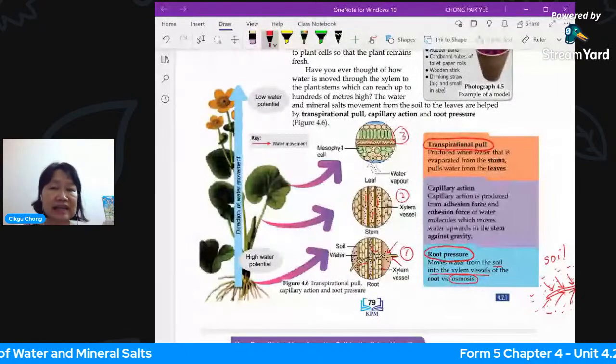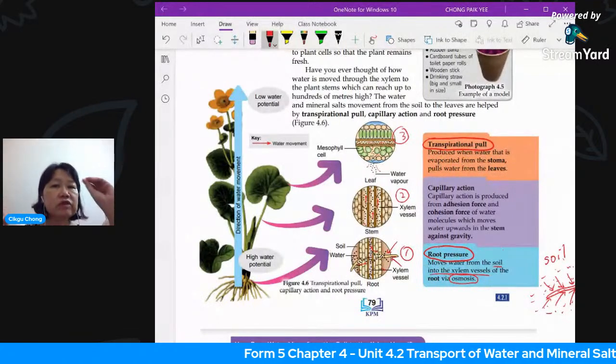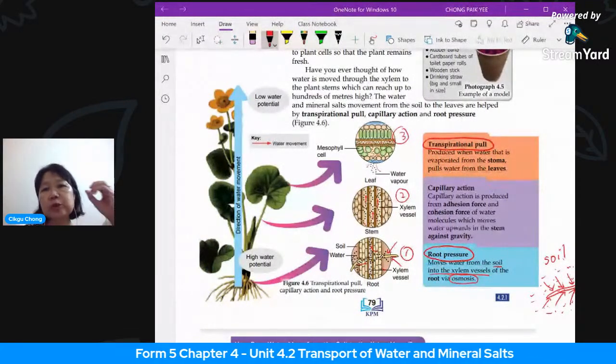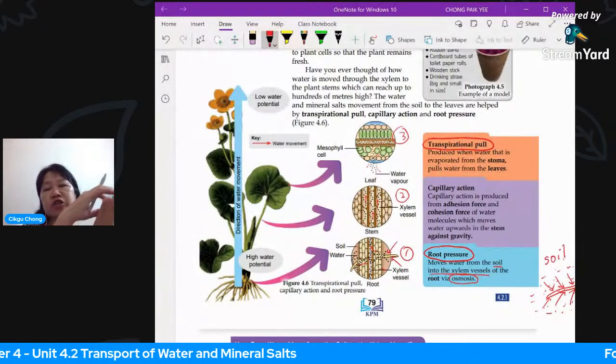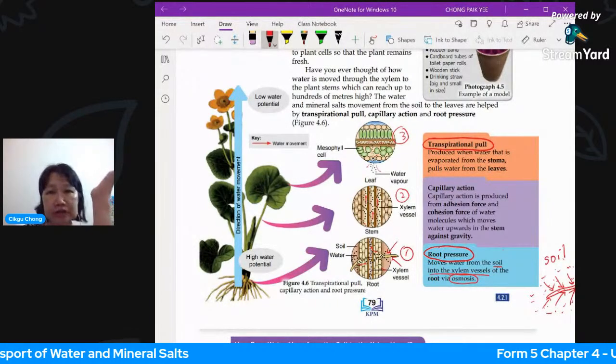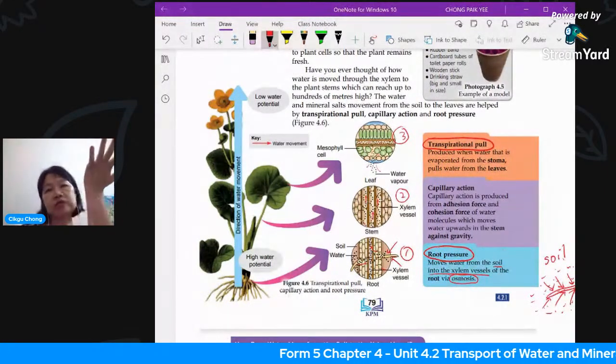Okay, remember when the sunlight is very warm, on a very hot day, you find that the water will evaporate very easily from the leaves. Because the water is gone from the leaves, it produces a low pressure up here in the leaves, and it causes the water to be sucked up to replace the water that is lost.